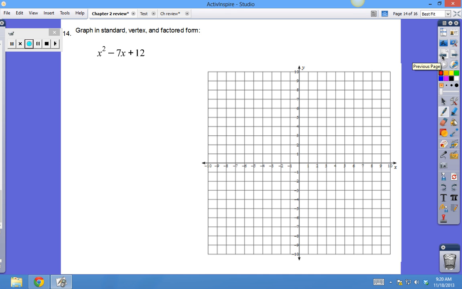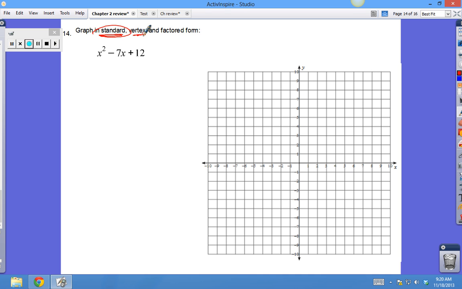Alright, graph it in standard form. No, we have not done that. We morphed it to vertex, we morphed it to factored. So this one, you're given one problem and you need to graph it each of the 3 ways. To save time, we've already done vertex, we've already done factored, we have not done standard, so let's do standard.